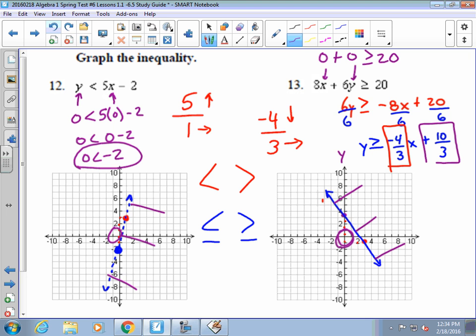So those are the two differences. Other than that, it's graphing the inequality just like an equation. Dash line or solid line, which way do you shade?